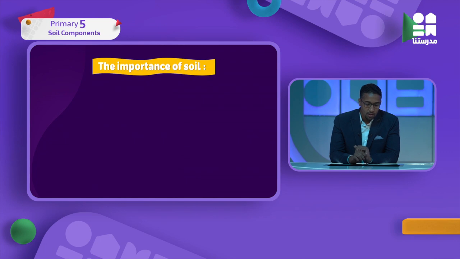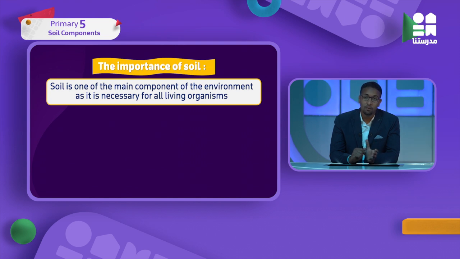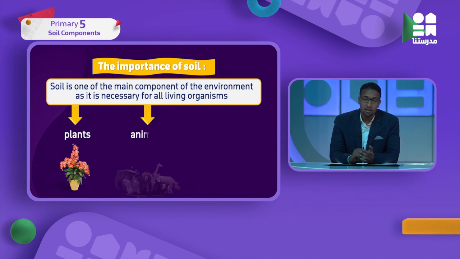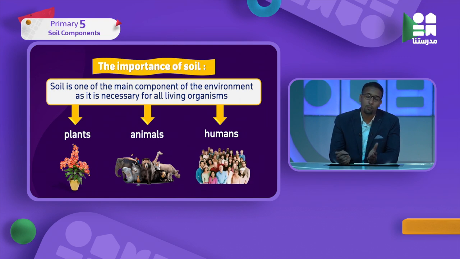The first reason: soil is one of the main components of the environment, as it is necessary for all living organisms. Why? Because it is important for plants, and also important for animals. Also it is important for us as humans. So when we say soil is important, it means for all plants, all animals and all humans, not just for farmers.